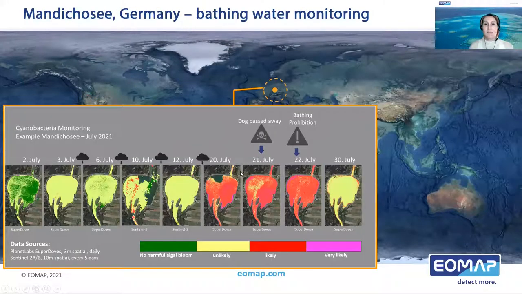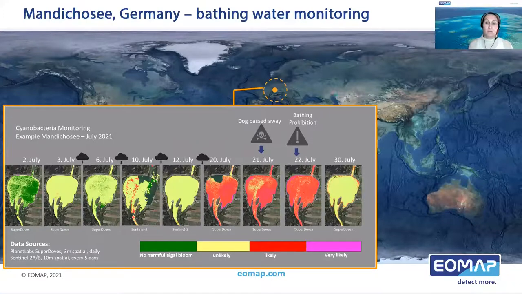And what it means to act appropriately, I'm going with you to an example now in Germany, to the Mandichosee. This is a bathing water, so fortunately it's not a drinking water lake, but sadly enough, on the 21st of July, a dog that drank from the water has passed away. And on the next day, a bathing water prohibition was issued.